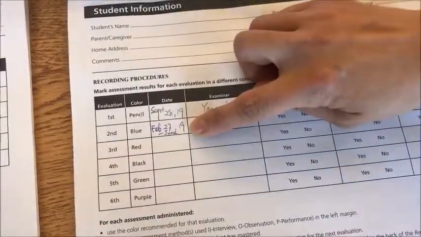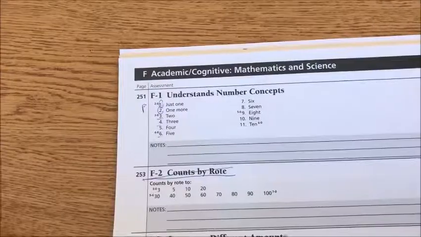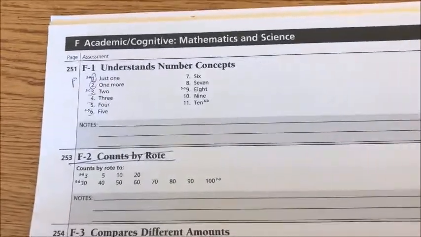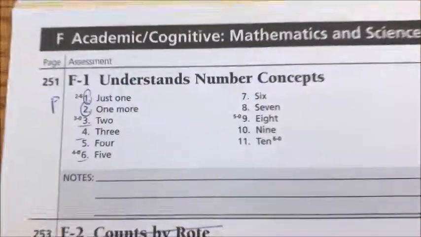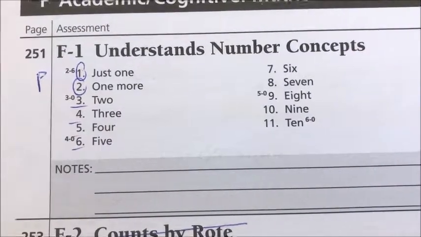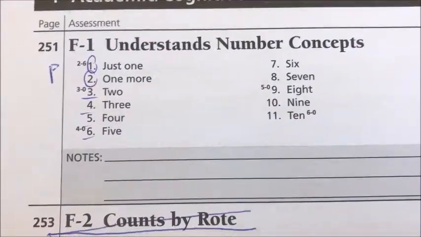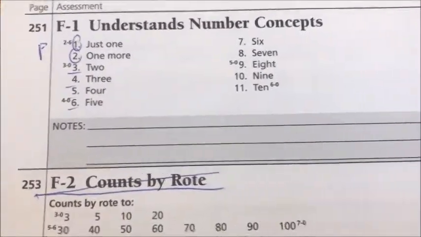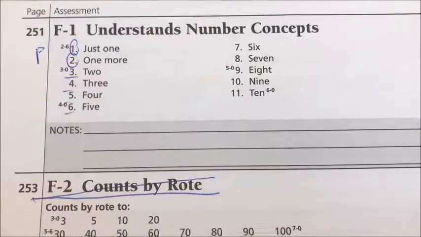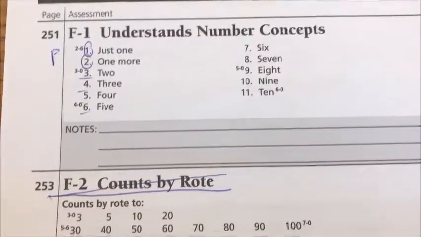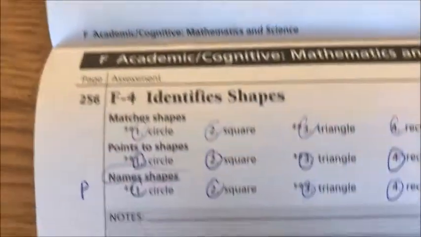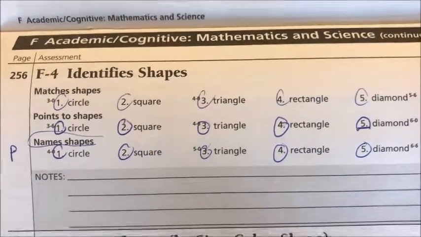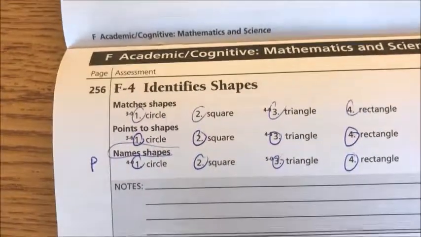That's why I put the dates. It's not just a one-time thing. So there are examples of two booklets. This one you said is the mathematics, right? Under the mathematics, I see that you have circled number 1 and number 2 because the student is able to perform those tasks, and then number 3, 4, 5, and 6, the student is not able to perform. You've underlined those. And down here in identifies shapes, the student has been able to identify all of those. They can point, they can name, they can match.